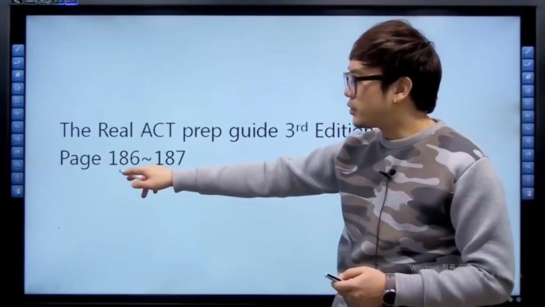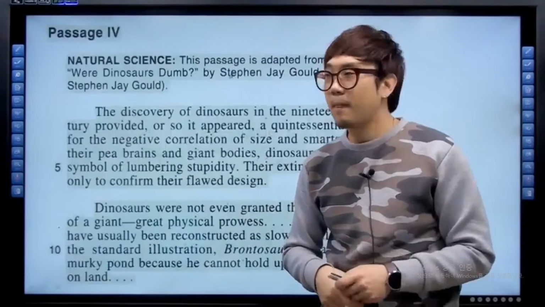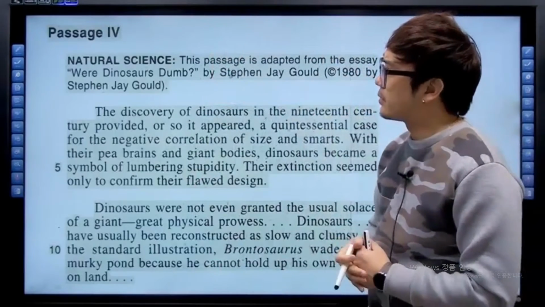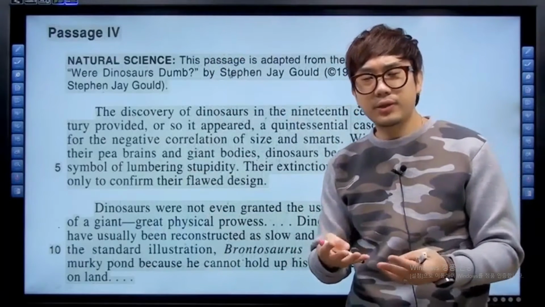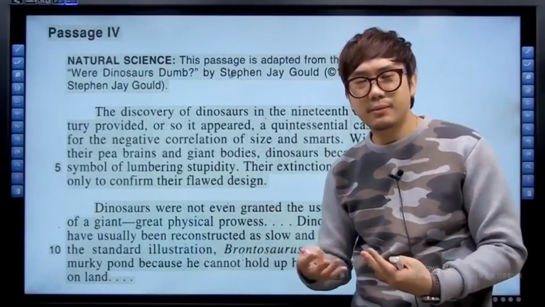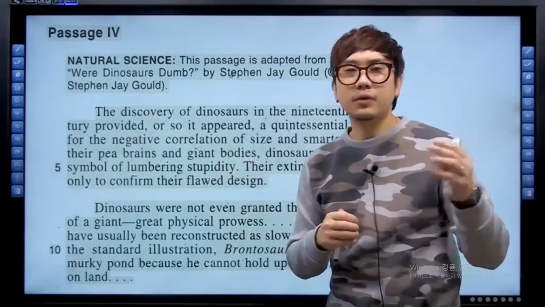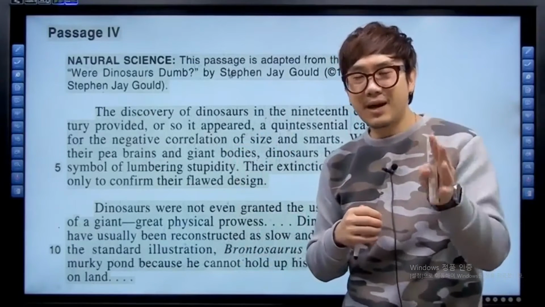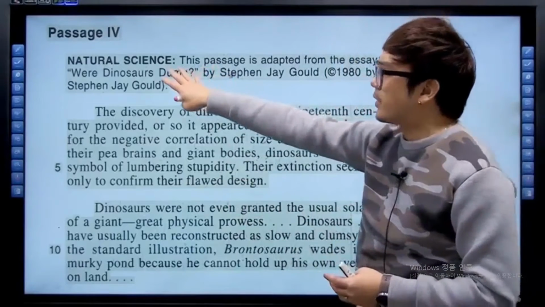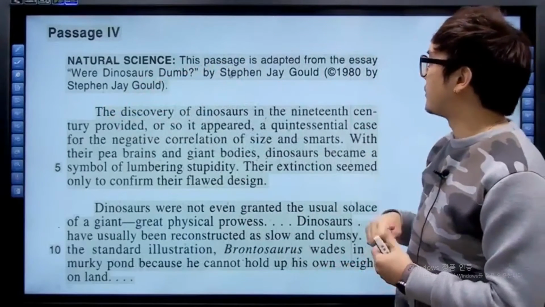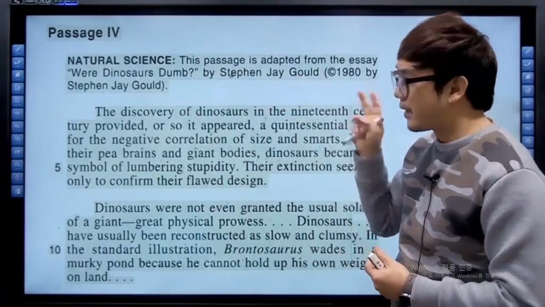We're going to take a look at pages 186, 187 of your red book, so please go to your books and let's get started. All right, so the first passage that we're going to take a look at today, although the description of the lecture says that it's the question types and the science passage samples, we're going to get started right away with the natural sciences because we all know the patterns now of the different passages and different questions, right? So let's take a look at the natural science passage today. It says this passage is adapted from the essay Were Dinosaurs Dumb by Stephen Jay Gould, in 1980.